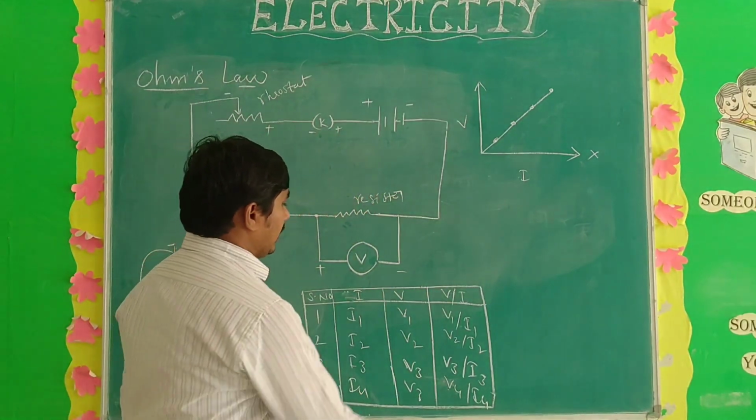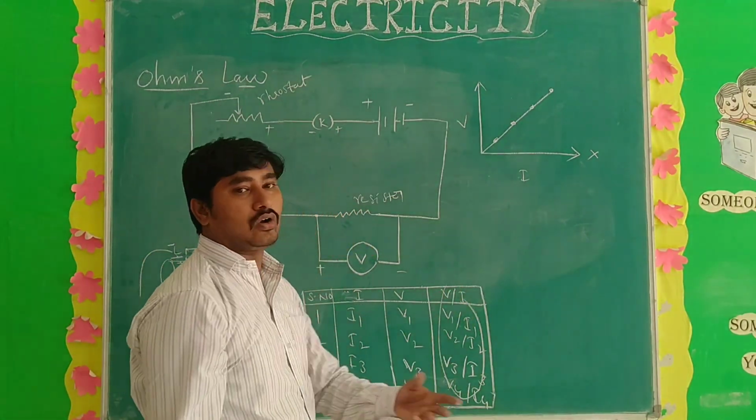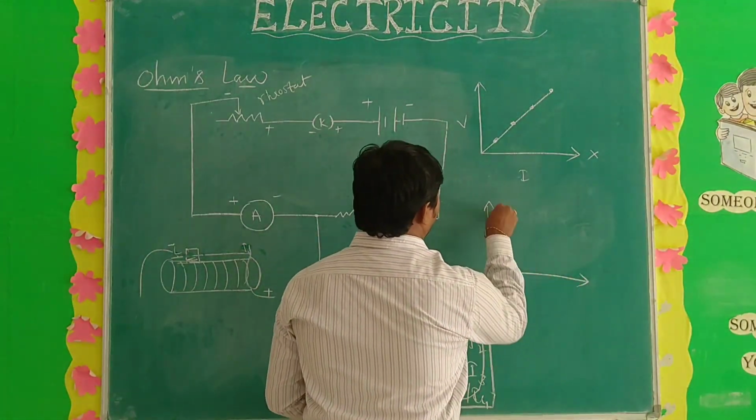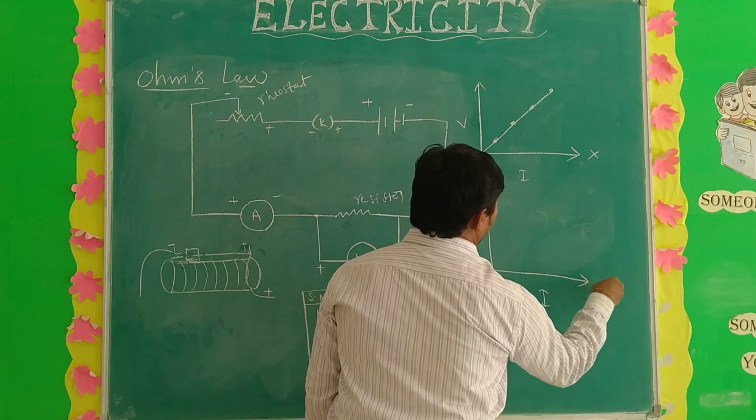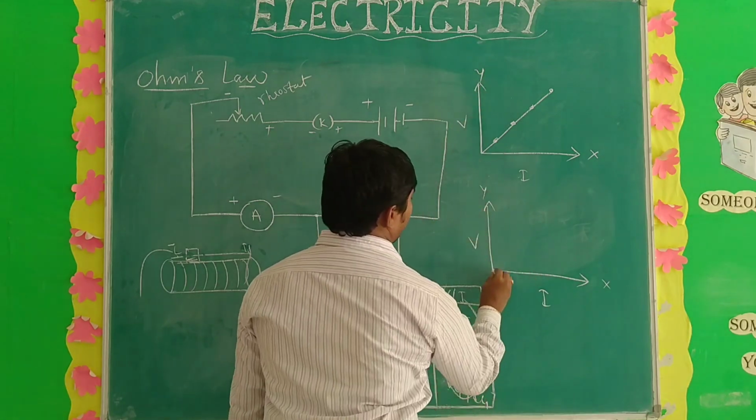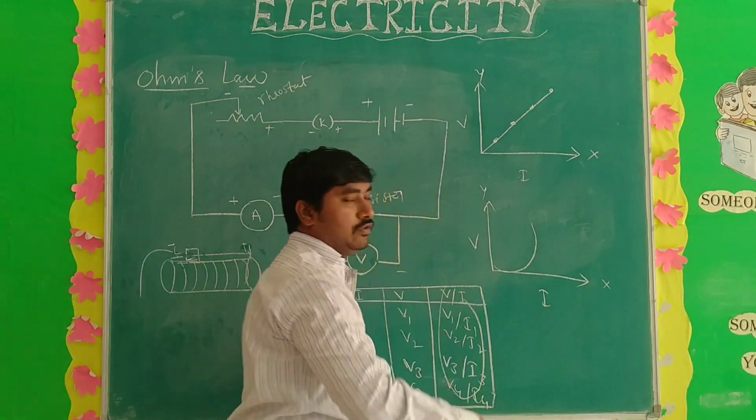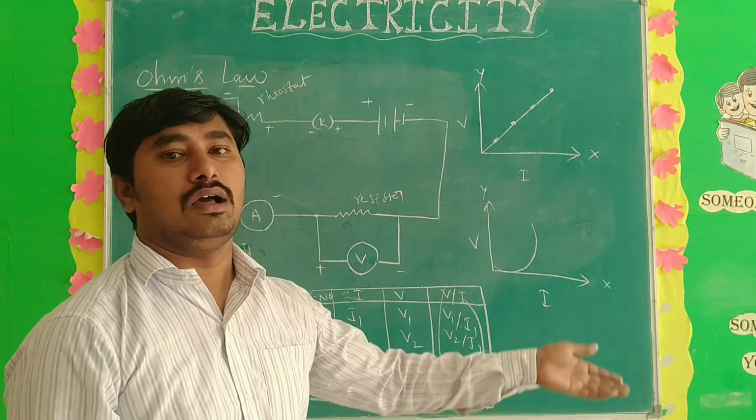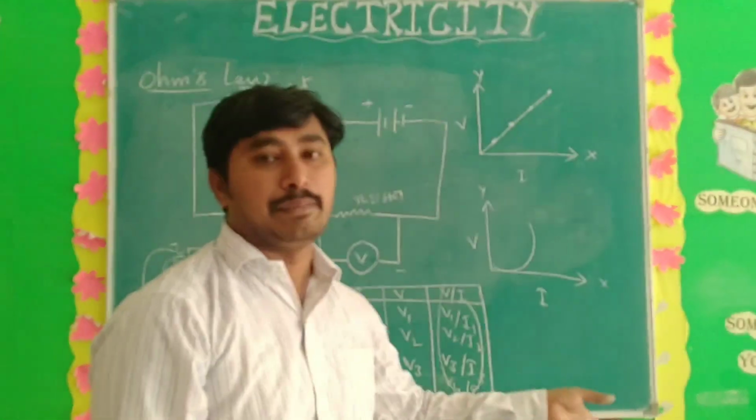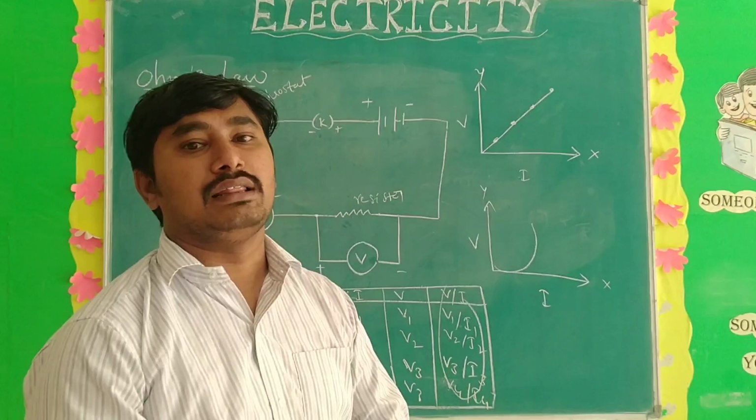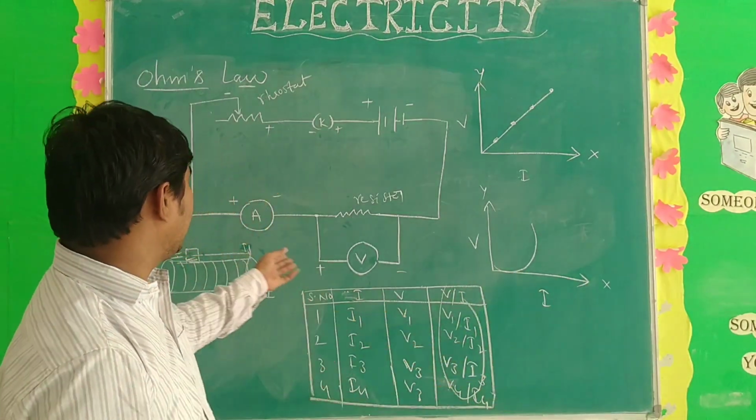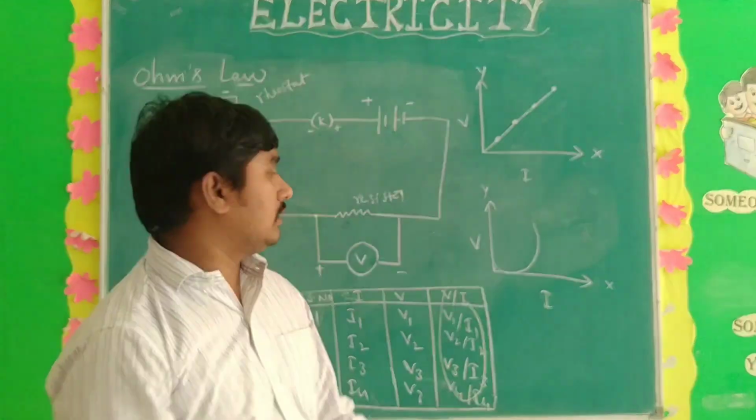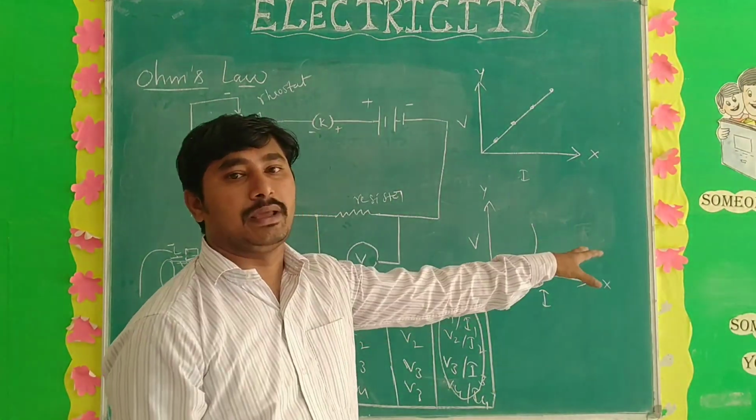In case the V by I values are not constant, the graph comes out like this, with current and voltmeter on the x and y axes, like a curved path. When you get a curved path, that material does not follow Ohm's law, especially LED bulbs. In LED bulbs the temperature gradually changes. When the temperature changes, automatically the resistance also changes. Finally, the V by I values are not constant. Clear? That's why this graph indicates non-ohmic materials.